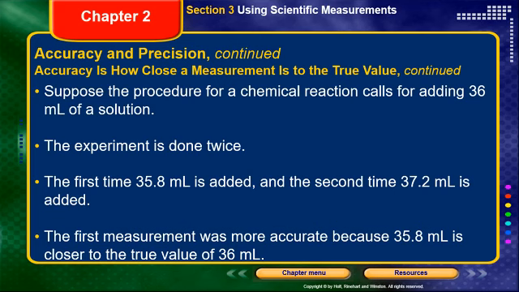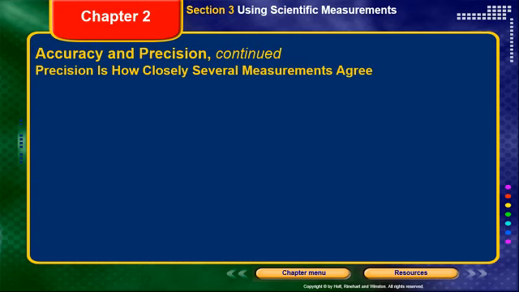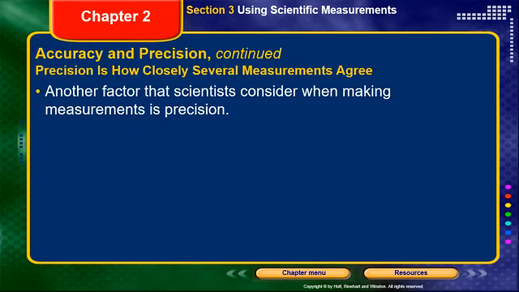Again, that is accuracy. Let's contrast that with precision. Another factor that scientists consider when making measurements is precision.